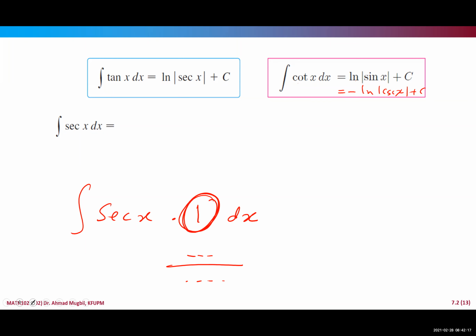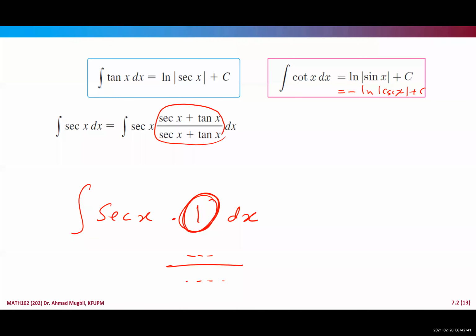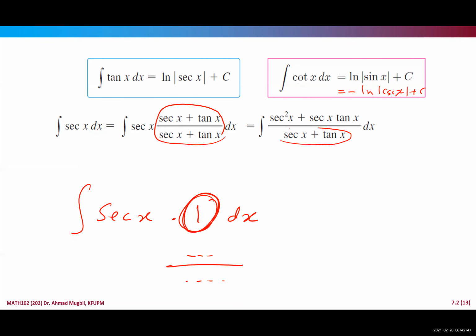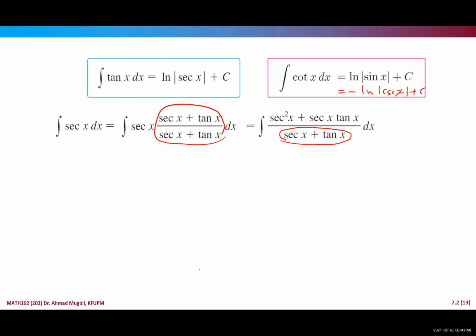10/10? No. I will use, ya shabab, secant x plus tan x over secant x plus tan x. Why this one? Why especially this one? You will see that in a minute. So I just multiply by 1, but not any 1, a hero 1. My hero here is secant x plus tan x over secant x plus tan x. Now look what I will have in the numerator, and what I will have in the denominator. This is why I multiplied by this specific fraction.